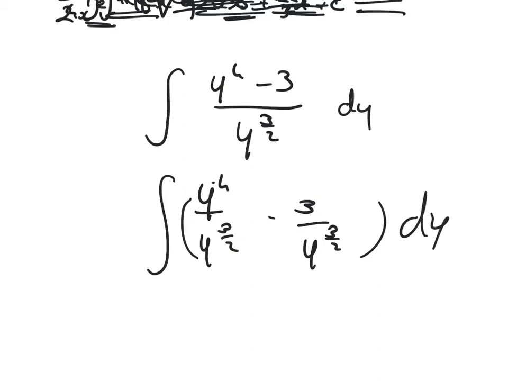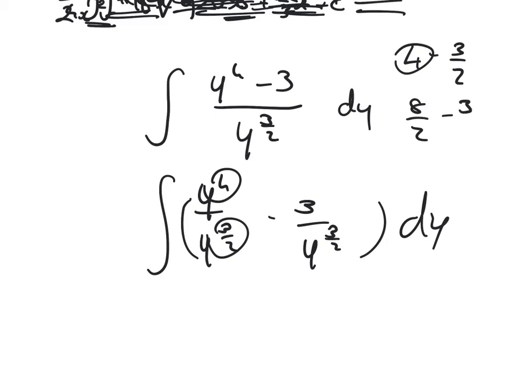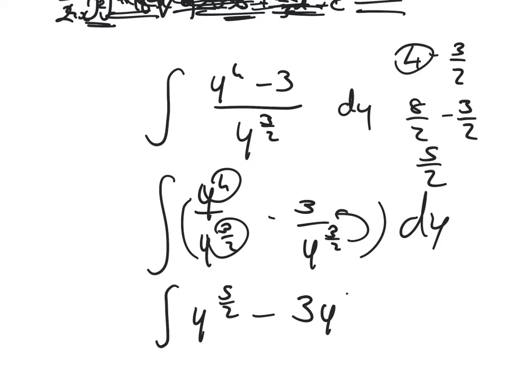Okay, so 4 take away 3 halves. So 4 pizzas, think about it as 8 halves. 8 halves take away 3 halves is 5 halves. So that's y to the power 5 over 2. I'm going to bring this up, and that will be minus 3 y to the minus 3 over 2. And that's what I need to integrate.